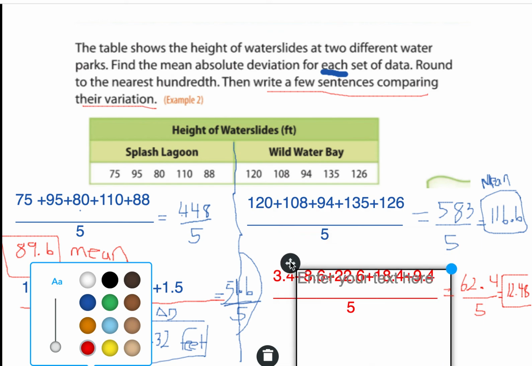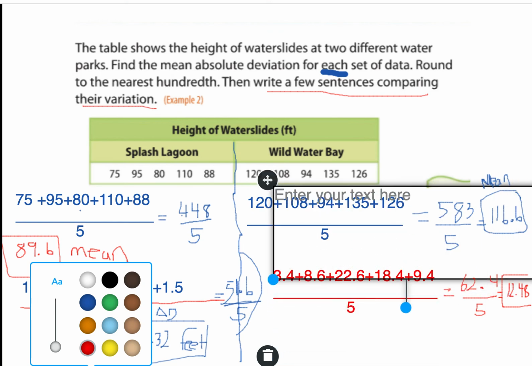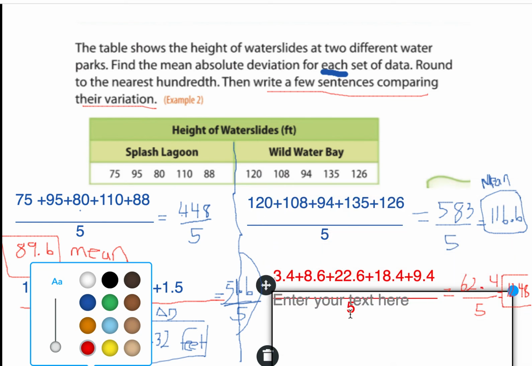So a quick sentence that I could write to explain what's happening here, and I'm going to make this a little bit longer so I can actually write it in there, and you will see it as it pops in there in a second, is that the heights at Splash Lagoon are, they're just closer together. Put this in here.